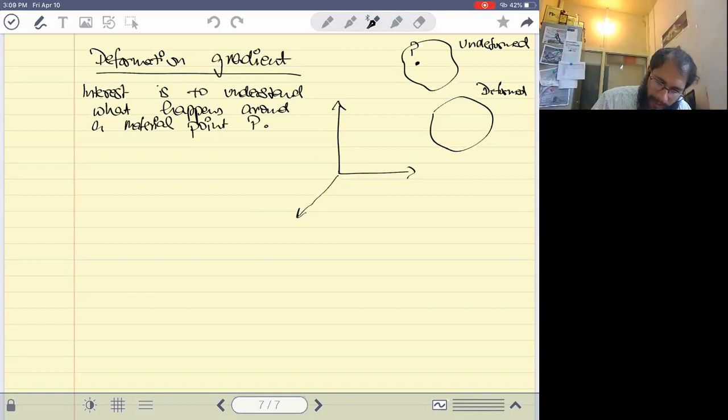Speaking more clearly, let's take another point Q and draw a vector from P to Q. And since it's the reference or the undeformed configuration, we'll use the capital X for denoting this vector. Let me use a different color for more clarity.